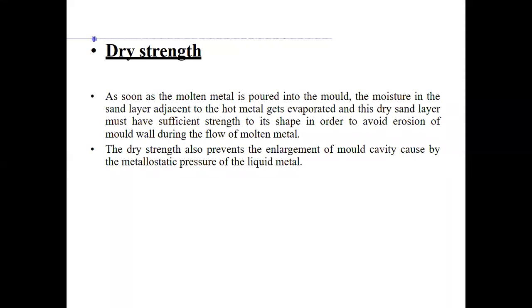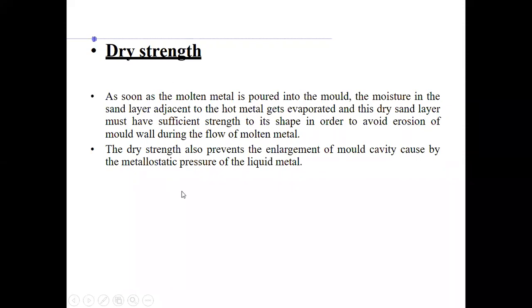As more and more molten metal is coming in, that evaporated moisture is left there. The sand should be intact even after the removal of the moisture because of the temperature of the molten metal, right? So it should have sufficient strength to hold its shape in order to avoid erosion of the mold wall. Otherwise, the sand would break if it doesn't have enough strength. So that's what we call dry strength of the molding sand.